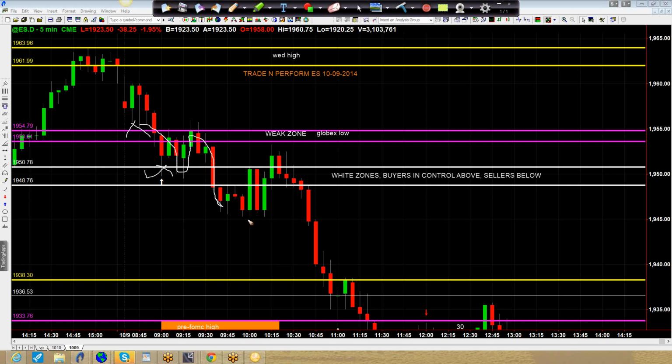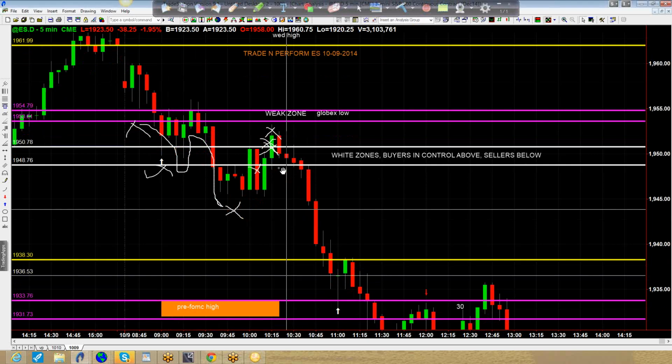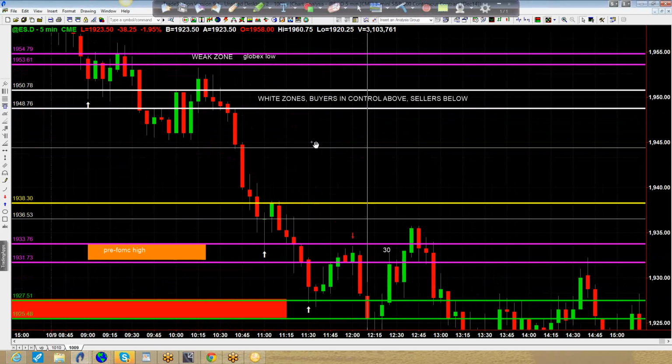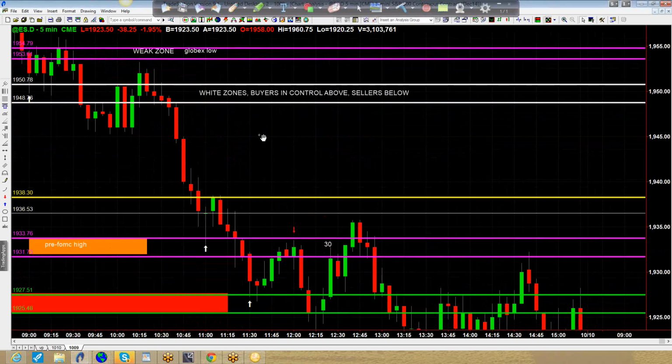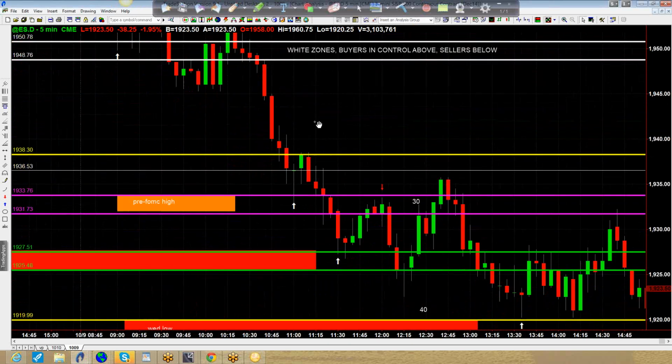We then get a rotation. Notice this rotation is from 1945, not quite to 1955, but it's an 8-point rotation, a 5-point rotation. Really didn't help you because you got short squeezed. I did not get a short here. This is when someone was speaking. I forget who was speaking yesterday. It doesn't matter. Oh, ECB president. Okay, you can see the rip down.